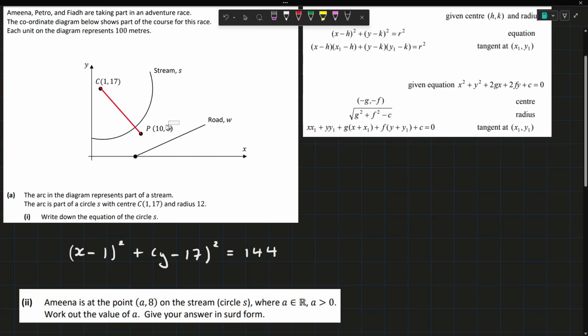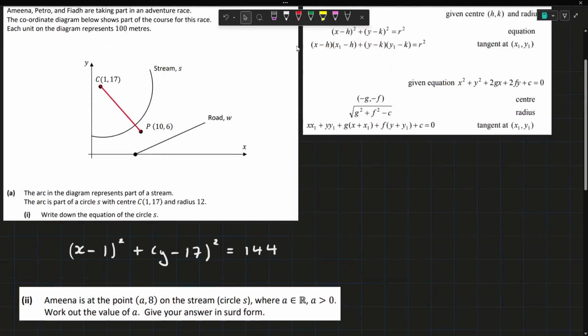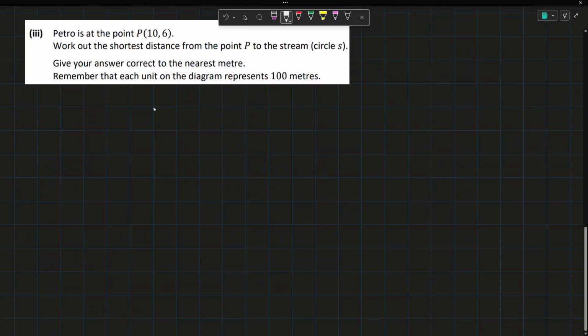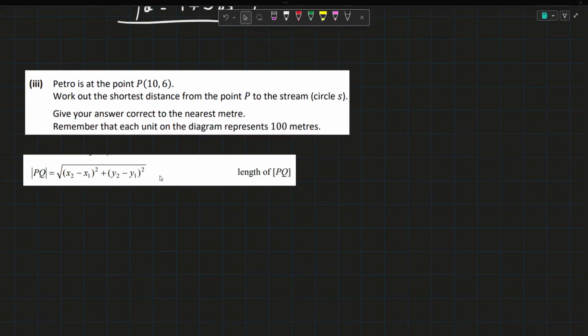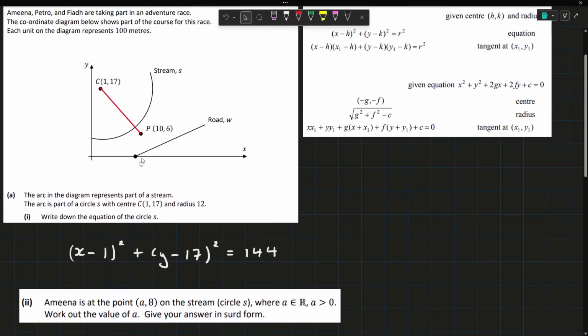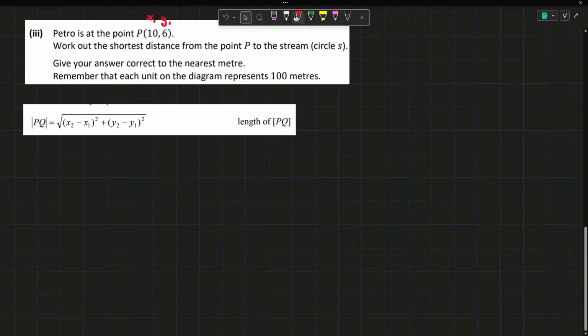So we can find the distance between P and C, and then subtract off whatever the radius is, and then that'll give us this little section here. So that's what we're going to do. For the distance between these 2 points, we have a distance formula in coordinate geometry, which is this. So (10, 6) can be our x1 and y1. And then our x2 and y2 is (1, 17) for the center of the circle. So you can say that x2 is equal to 1 and y2 is equal to 17.